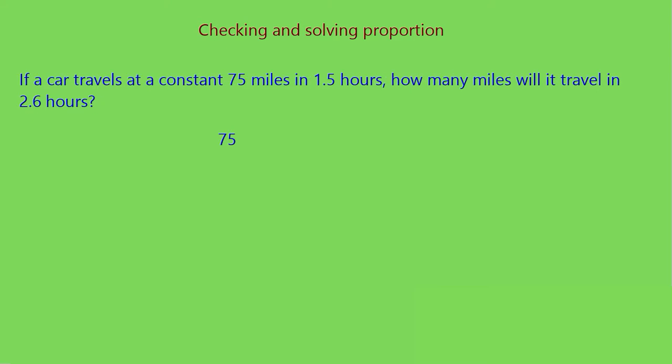Let's do another example. Say we have a car that is traveling at a constant speed of 75 miles in 1.5 hours. And we want to know how many miles it will travel in 2.6 hours. The car travels 75 miles in 1.5 hours, so we use an equal sign to show that. Next, we find like quantities. 1.5 hours and 2.6 hours are like quantities.